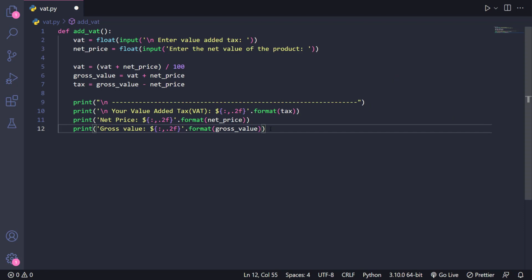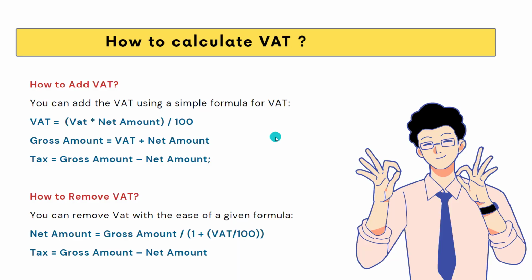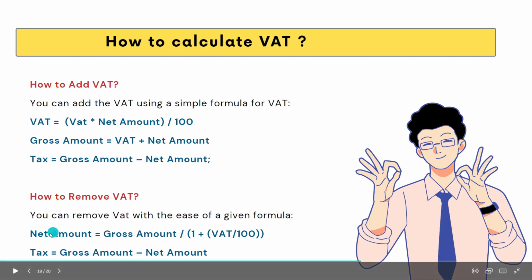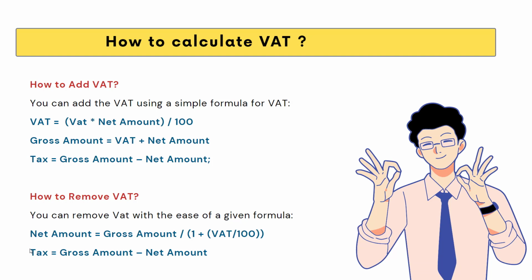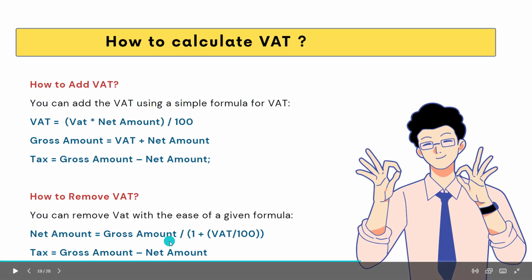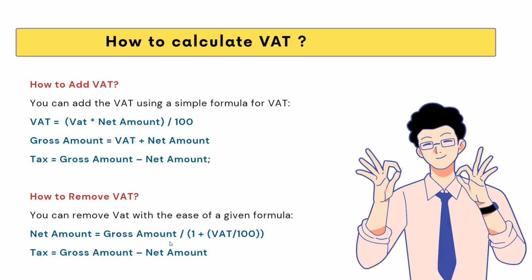the net price. Okay, now it's time to work on removing value added tax. So here, if you can see, you can remove VAT with this given formula. So first you're going to calculate the net amount, and then you're going to calculate the tax. So in order to calculate these two things, first and foremost thing is we want VAT and we also want gross value. So yeah, let's work on them.